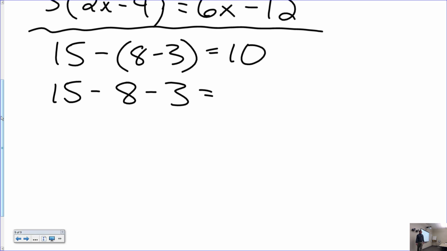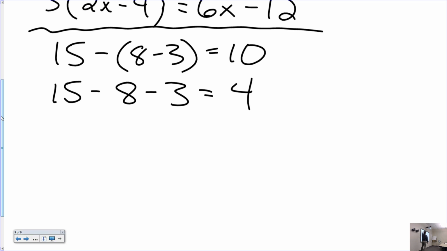Same thing? Why not? Do the math. What's 15 minus 8? 7. What's 7 minus 3? 4. When is 4 the same as 10? When your 10-year-old's having a really bad day. Which probably isn't all that far from true, right?